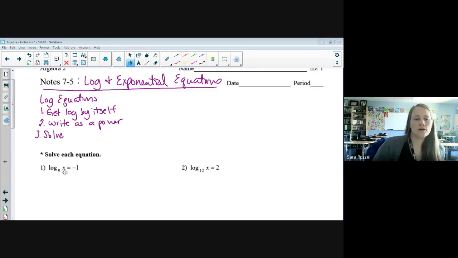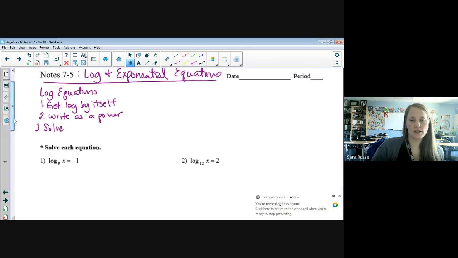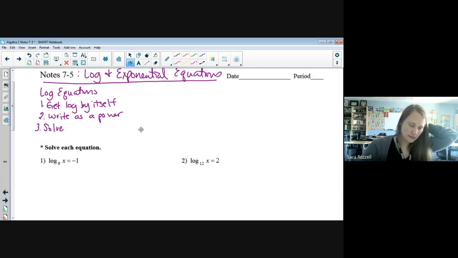All right, so we are going to do these first two. We have log base 9 of x equals -1, and log base 12 of x is equal to 2. So you guys can go ahead and write those first two examples down, and then we're going to work through them. And I'll show you how we use this process to figure out what the variable is.